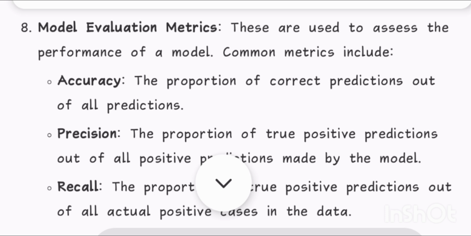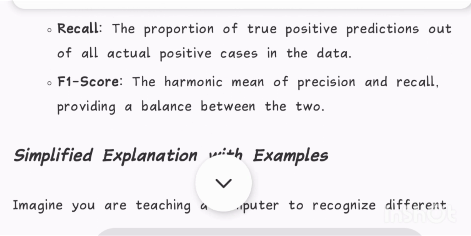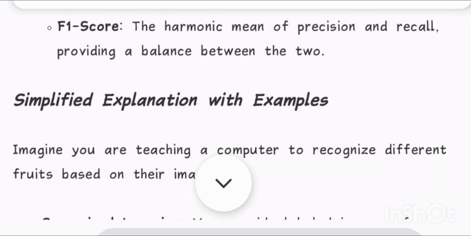Common metrics include accuracy, the proportion of correct predictions out of all predictions; precision, the proportion of true positive predictions out of all positive predictions made by the model; recall, the proportion of true positive predictions out of all actual positive cases in the data; F1 score, the harmonic mean of precision and recall, providing a balance between the two.